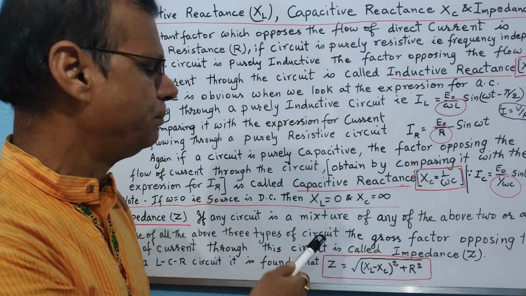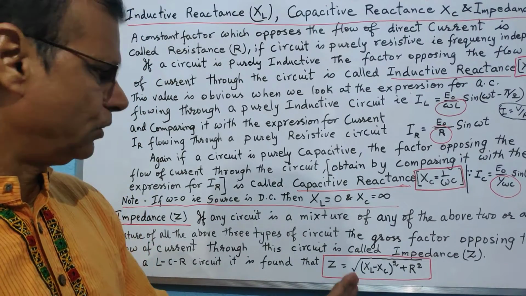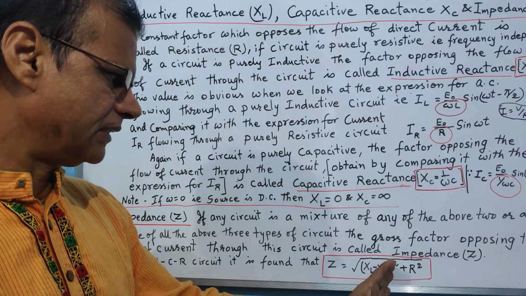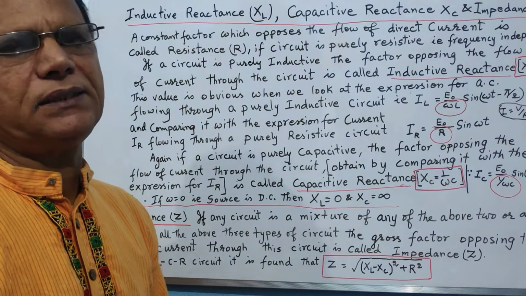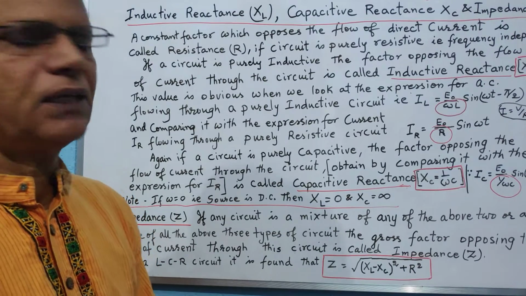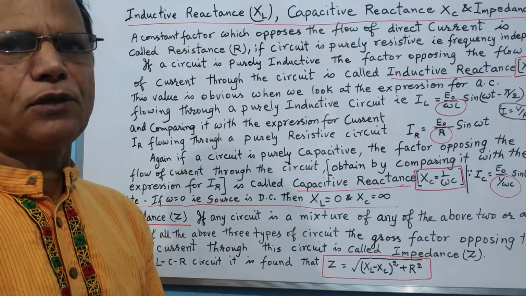We will derive this relation and find that the impedance of the LCR circuit is equal to the square root of (XL minus XC) whole square plus R square. That is the impedance of the LCR circuit. We will find it in the coming topics.